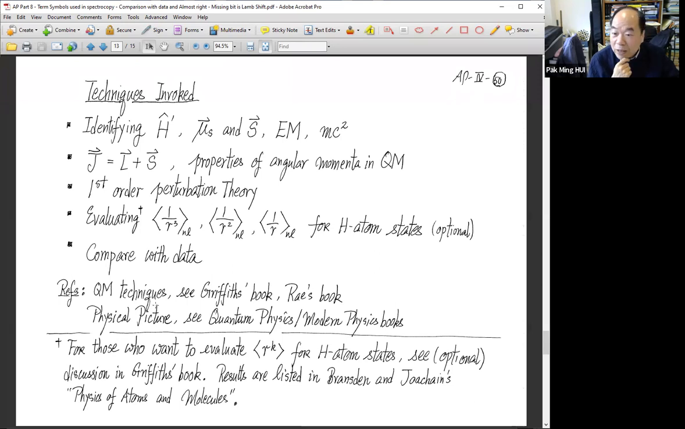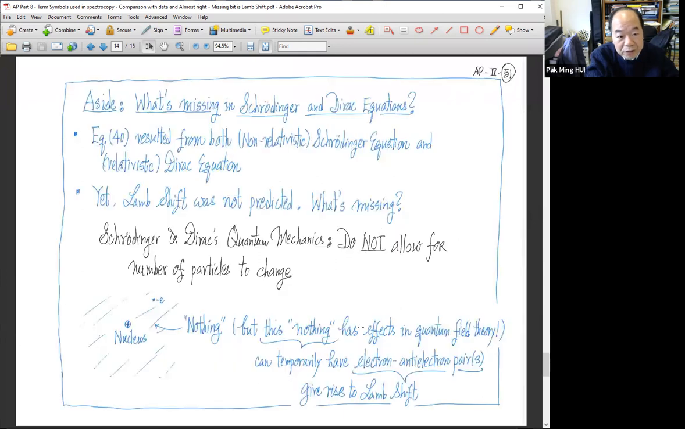So if you want to read more, you can read the quantum mechanics books. If you want to read more about the physics, you can read some quantum physics or modern physics books. I will give you a list of atomic physics books later today. So we were here before the break. Here is just a cultural page.